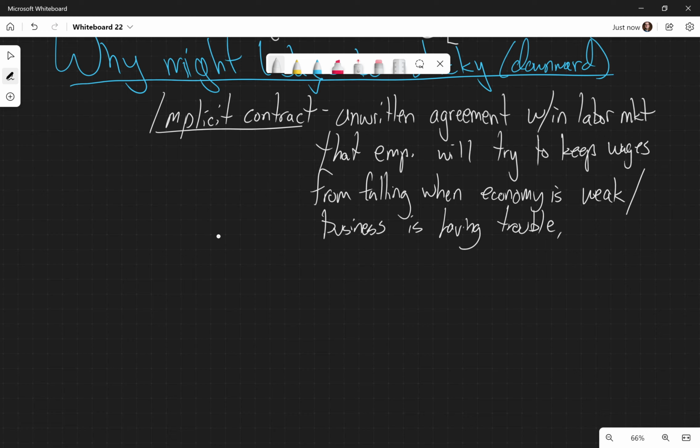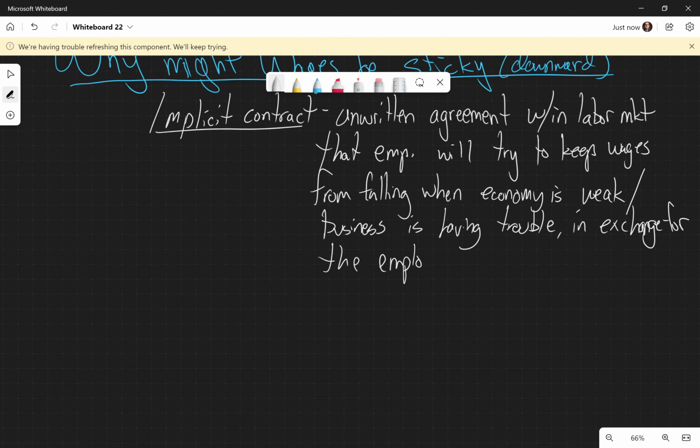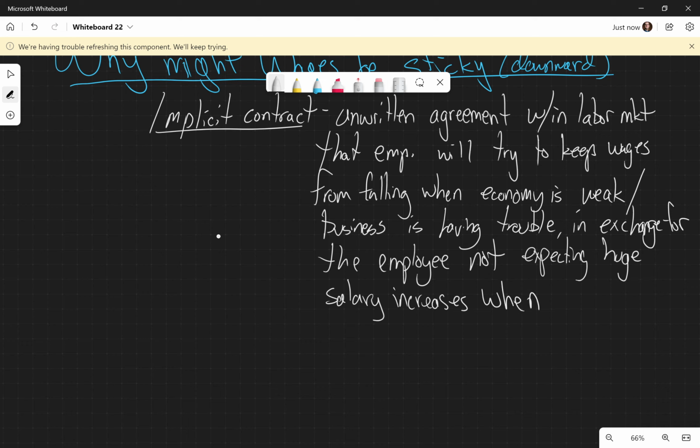In exchange for the employee not expecting huge salary increases when the economy or the business is strong. So this is probably the main reason, right?